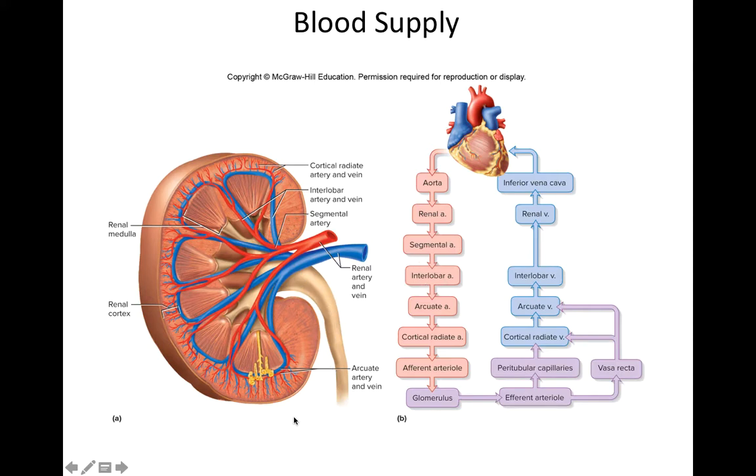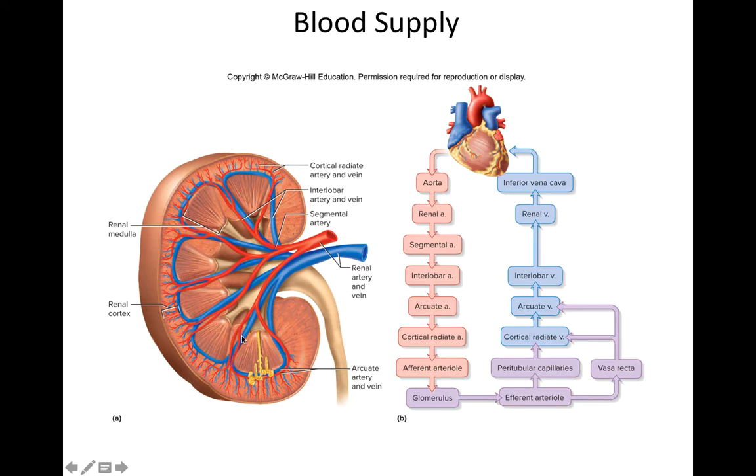So first let's define what a lobe is. One lobe of the kidney is defined as one pyramid and the area of cortex that overlies it. So that is a lobe right there. This would be a lobe right here. That is a lobe right there, etc. So interlobar, inter means between. So interlobar means between the lobes.